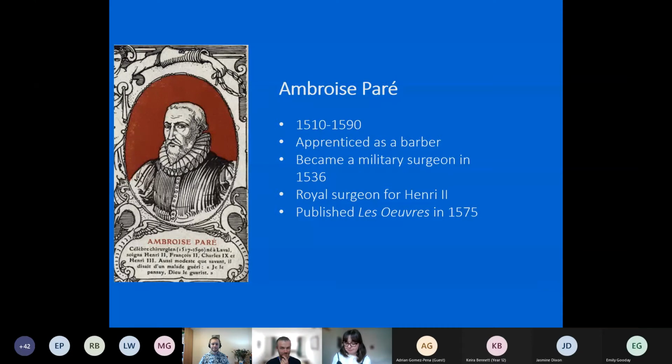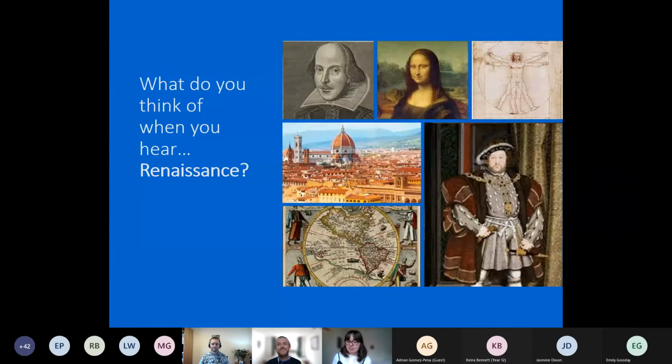So on the next slide, I thought what we could do is a little word cloud of what you think of when you hear the word Renaissance. I've added a few pictures on the screen here that might jog some thoughts, or you might even be familiar with some of the pictures from perhaps your English or your history classes at school. And now you can use Slido to enter the first words that come into your head when you think of Renaissance. So I'll give you a couple of minutes to do that.